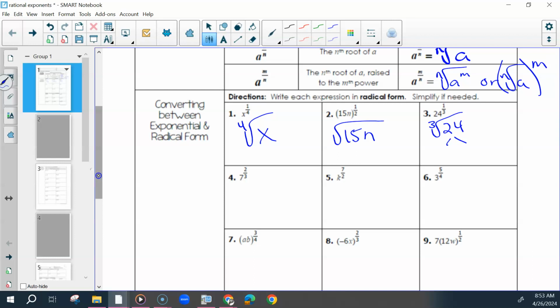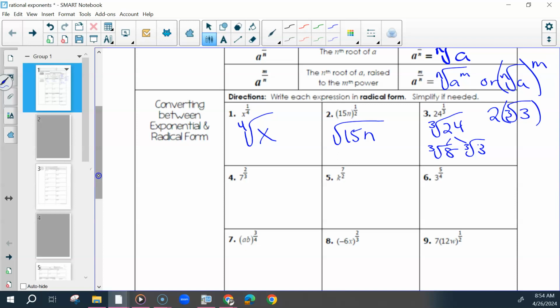Alright, did you have an answer? Charlotte, did you have an answer? 8 and 3. So the cube root of 8 we know is what? 2. So that would be 2 times the cube root of 3. You can put that in parentheses, but you don't need to.